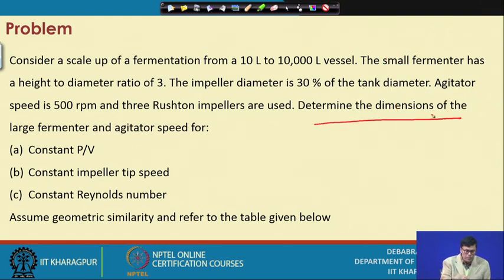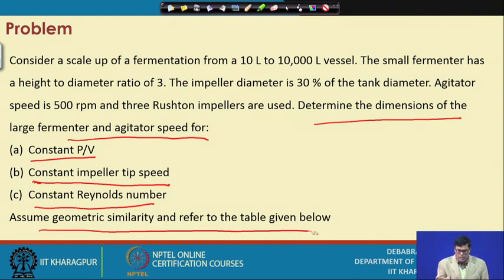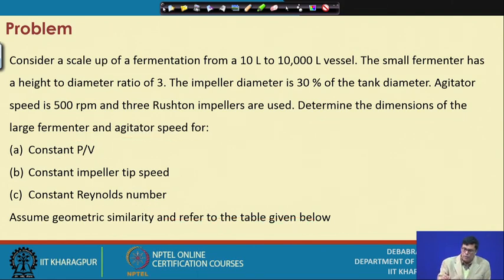Determine the dimensions of the large scale and the agitator speed by considering constant P/V ratio, and P/V means power per unit volume, constant impeller tip velocity and constant Reynolds number. Assume geometrical similarity. Let us assume the geometrical similarity of the reactor, that means both are cylindrical reactors. So now let us see how we can solve this.